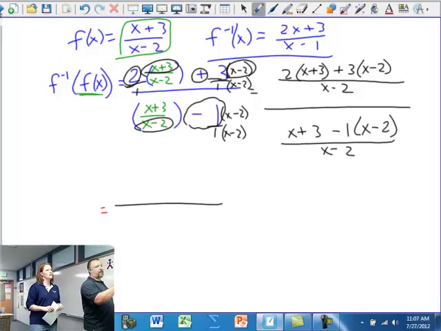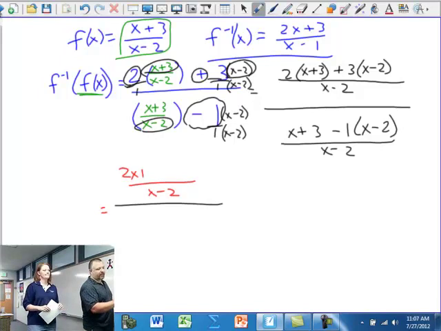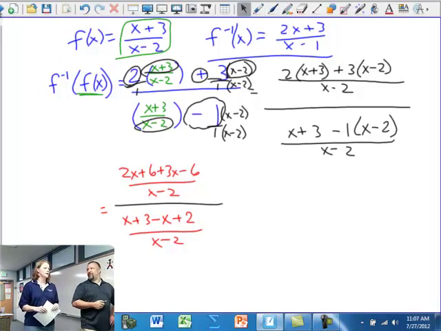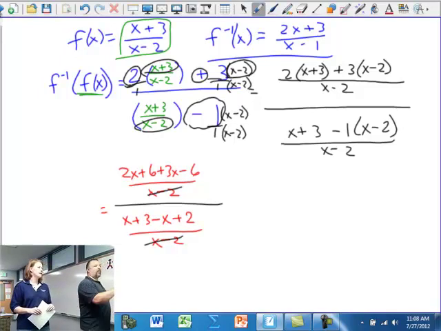Okay? So in the numerator, we have x minus 2. And we have 2x plus 6 plus 3x minus 6. And down here we have x minus 2. And we have x plus 3 minus x plus 2. Thank you. Now, can we go ahead and just cancel these because they're the same? Yes, please. Is that too many steps to do at once? No, that's okay. I can handle that.